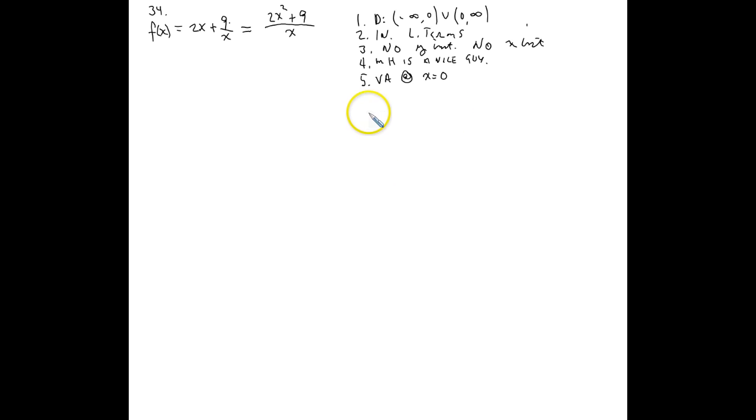Finally, step 6 is going to be locate horizontal or oblique asymptotes. We're going to use the step process that we found before. For here, we have 2x squared plus 9 over x. We're going to have to use long division. So let's go ahead and use long division and set that up now. 2x squared plus 9. We're going to divide it by x.